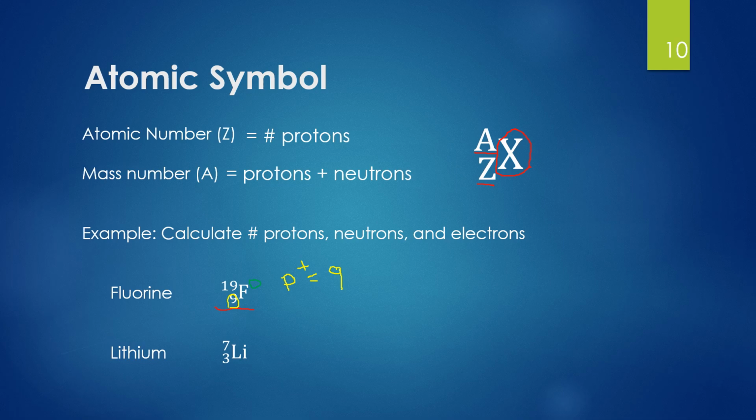So since it's neutral, that means that the protons and electrons have to equal each other. So if there are 9 protons, that must mean that there should be 9 electrons as well.